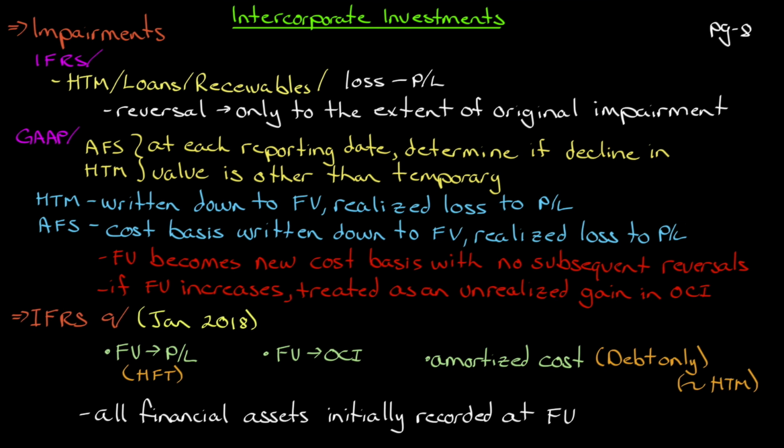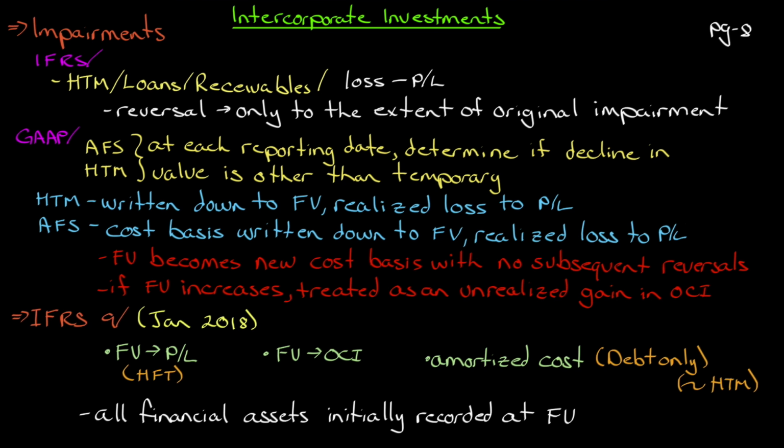For GAAP, available for sale and held to maturity. At each reporting date, determine if decline in value is other than temporary. For held to maturity, it'll be written down to fair value and the realized loss will go to P&L. If it's an available for sale, the cost basis is written down to fair value, which it typically always is carried at fair value, but the realized loss goes to P&L.